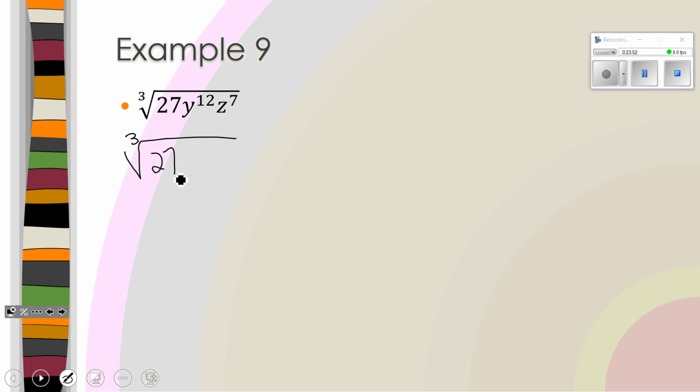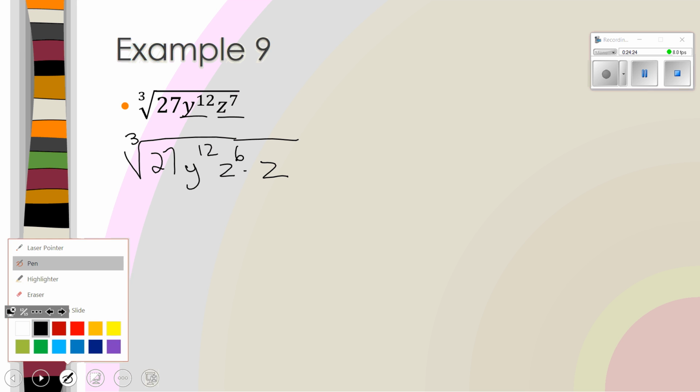Okay? How about y to the 12th? Is it perfect? Is it divisible by 3? Yes, so I'm just going to drop it down. How about z to the 7th? Is it divisible by 3? No. So tell me, what's the largest number divisible by 3 that's close to 7? Z to the 6th. What would be left over? Z to the 6th times what? Z. So now, let's circle what's perfect.